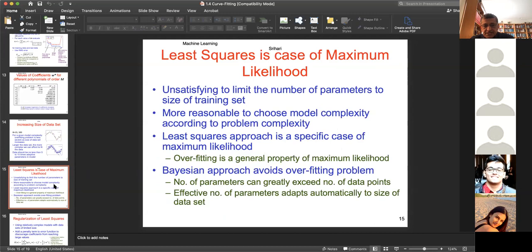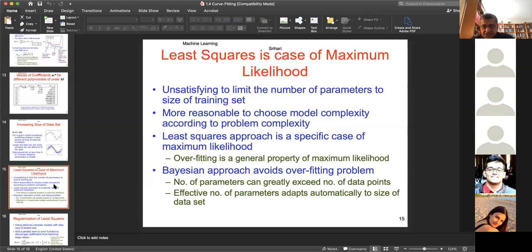So let's see, least squares is a case of maximum likelihood. The question obviously you can ask is, where did you come up with this idea of sum of squared errors? That sum of squared errors emerges from this probabilistic principle called maximum likelihood. We can derive it by saying if the noise model was Gaussian and you take that into account and solve the problem, you end up with the solution being a sum of squared error.